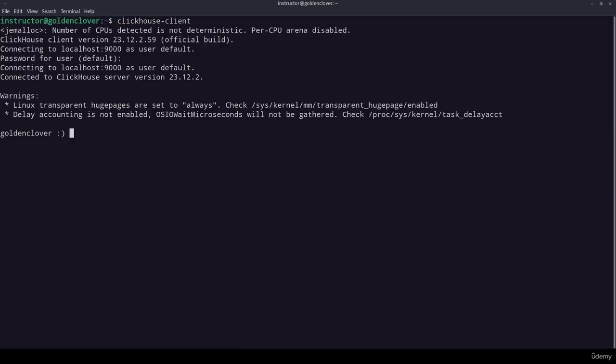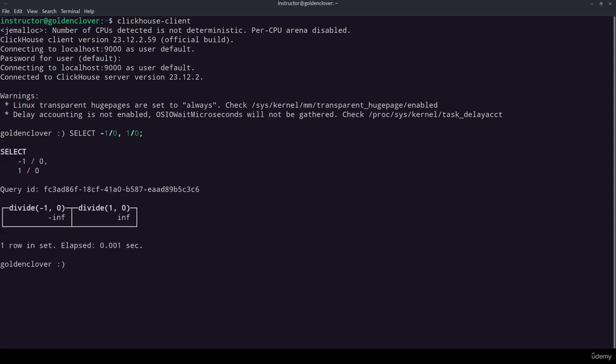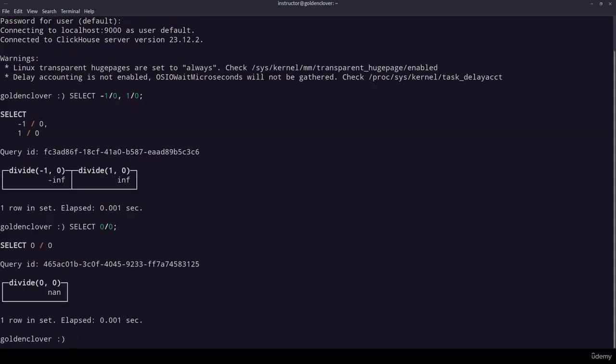Apart from this, ClickHouse also supports negative and positive infinity and NaN, which stands for not a number. Let us look at some examples. We get negative infinity and positive infinity when we divide a negative number and a positive number by 0 respectively. If we divide 0 by 0, it will result in NaN, or not a number.